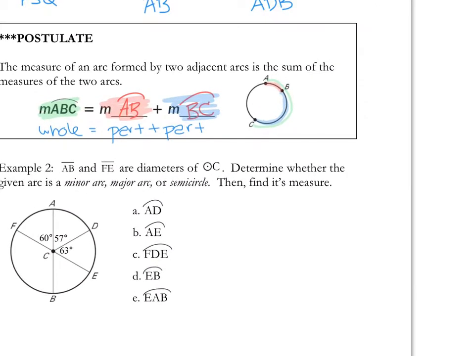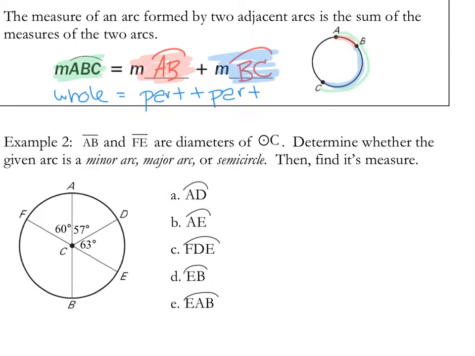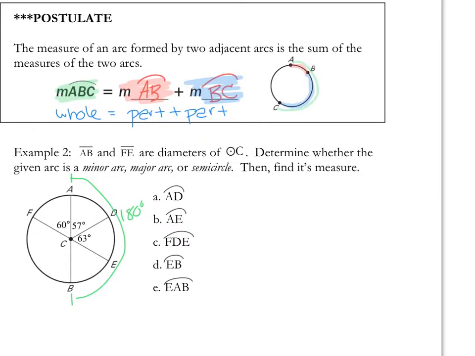So we have a problem that looks like this. It says AB and FE are diameters. So I know that this right here is 180 degrees because it's a semicircle, okay? I also know that this is also 180, F to E. But determine whether the given arc is minor, major, or semicircle, and then find its measure.